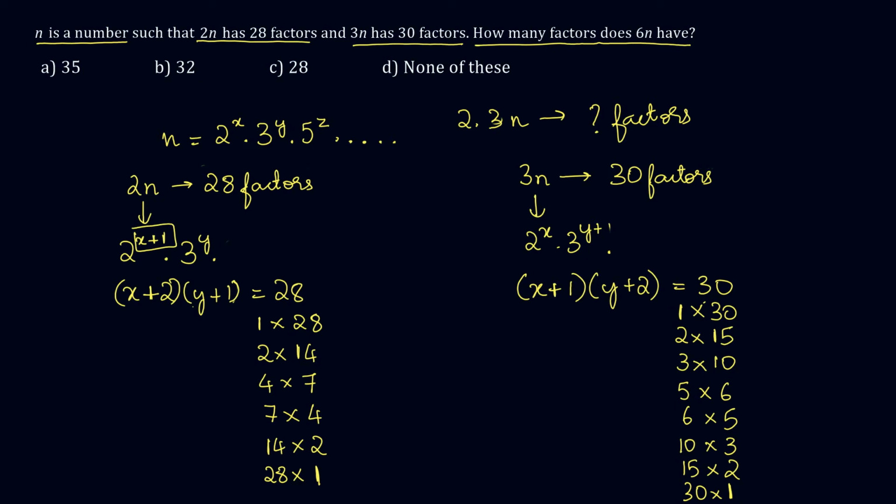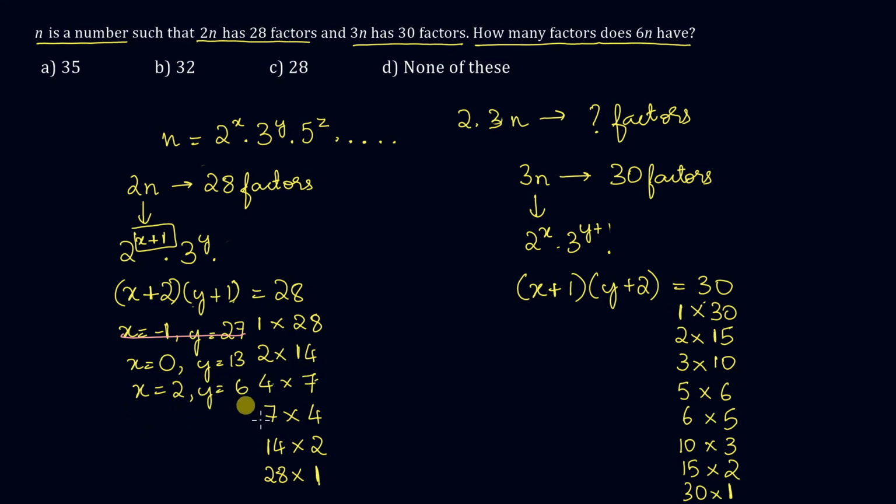So let's look at what x and y should be such that this is satisfied. Now here x should be minus 1 because x plus 2 is 1, and y should be 27. Not possible, right? We can't have a negative exponent for x, so we'll rule that out immediately. Here x should be 0 and y should be 13. This is possible. X should be 2 and y should be 6. Possible again, because x plus 2 is 4, y plus 1 is 7.